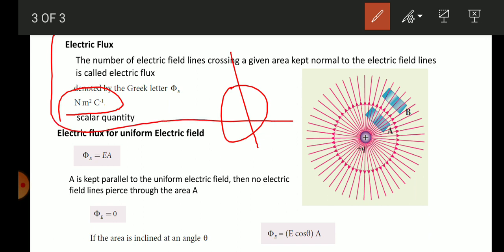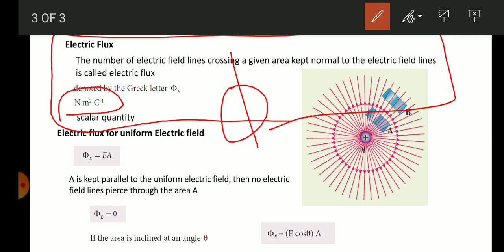It will be asked as a 2-mark question: Define electric flux. The electric flux is defined as the number of electric field lines crossing a given area kept normal to the electric field lines. It is denoted by the Greek letter phi E and its unit is Newton meter square Coulomb power minus 1, and it is a scalar quantity.